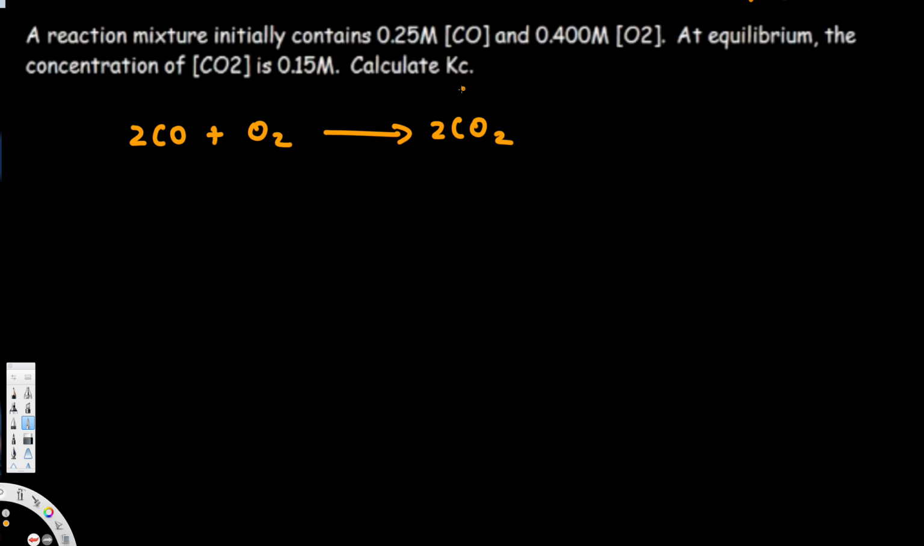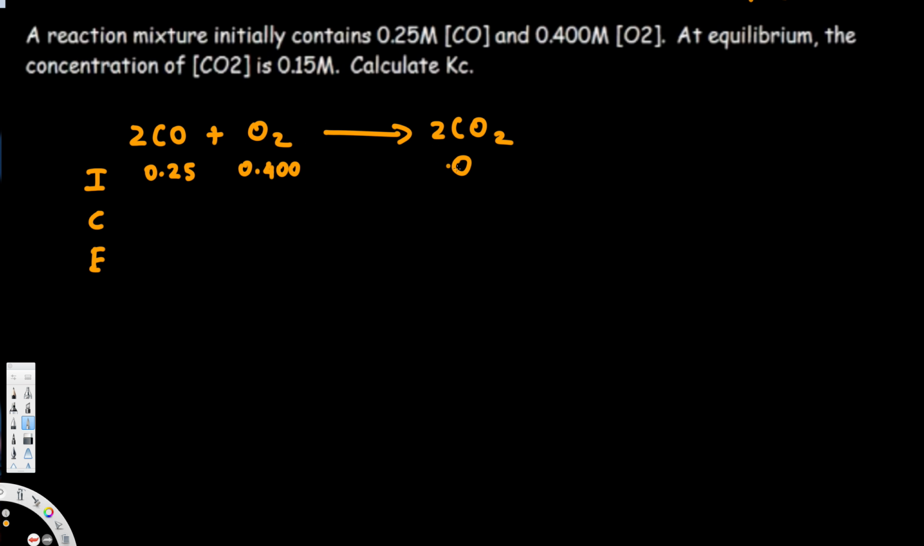Now in order to solve this equation, we have to use the ICE table, where I is initial, C is change, and E is equilibrium, right? Initial concentration, we know that for carbon monoxide that is 0.25, and for oxygen that is 0.400. Now this one, CO2, is going to be 0. Since this is 0, the reaction is going to shift toward the right.